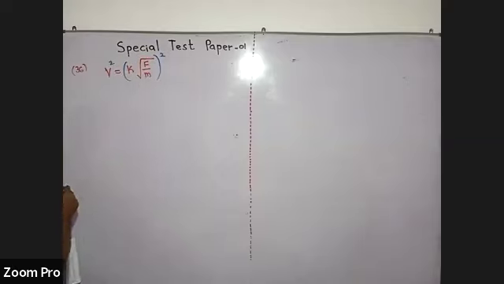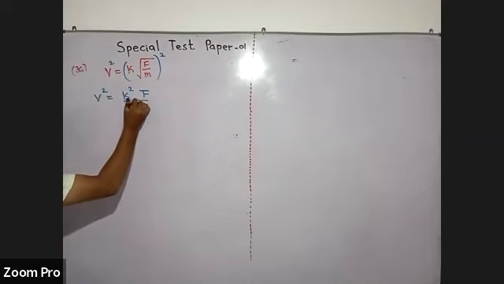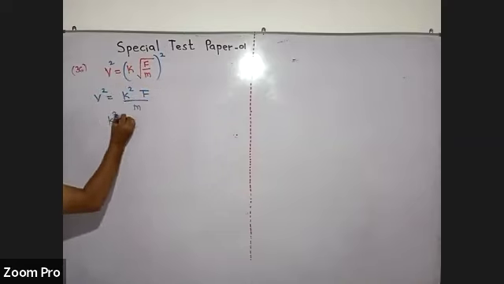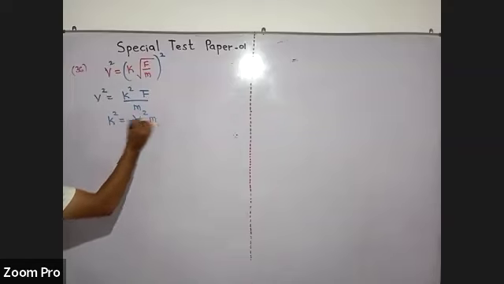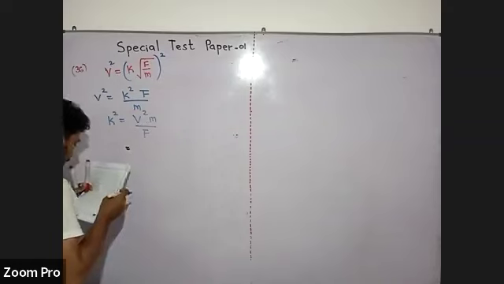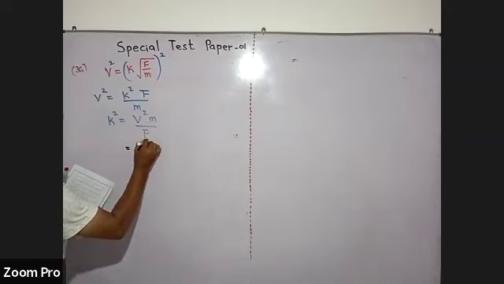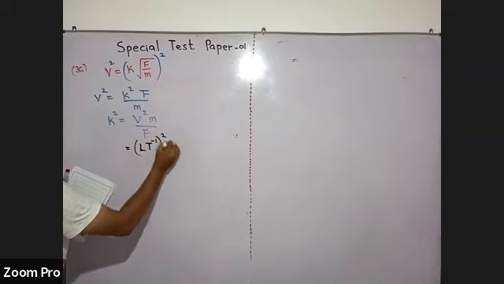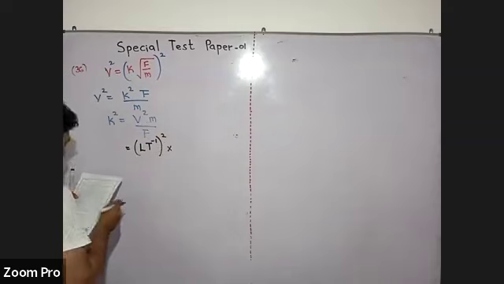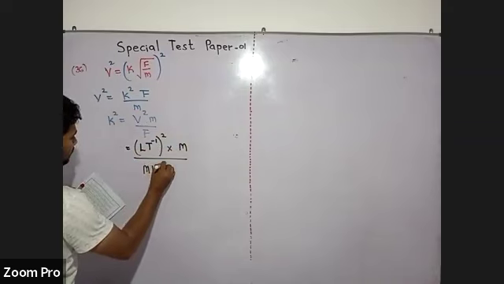That's why I am considering the square of both terms, right? Then it is V squared equal to K squared F over M. Then K squared equals V squared M over F, right? So let's substitute the dimensions. V means velocity, isn't it? So it should be L T minus 1 to the power 2. M means mass, so that should be capital M, over force, which is M L T minus 2.